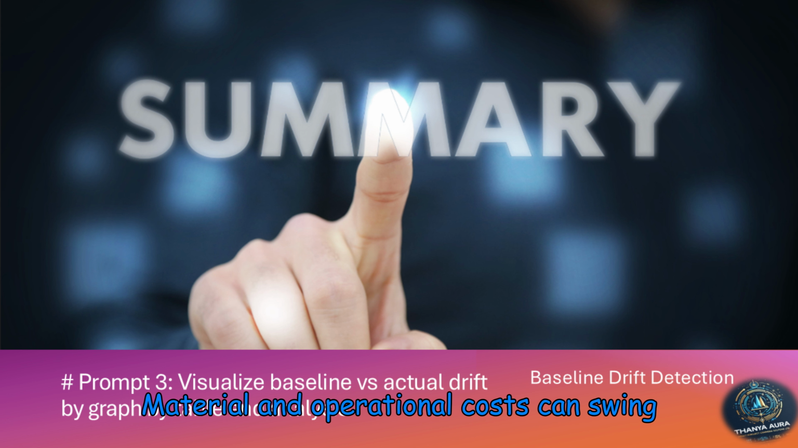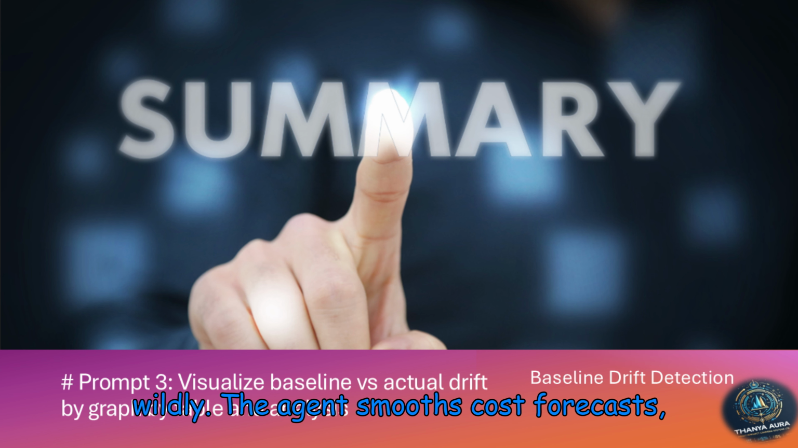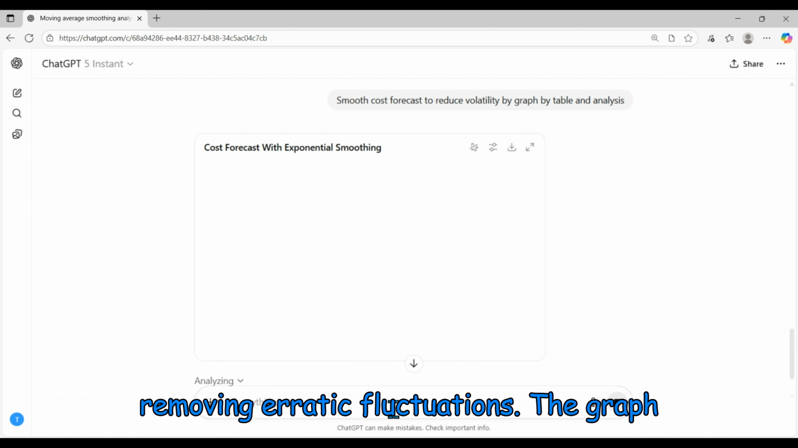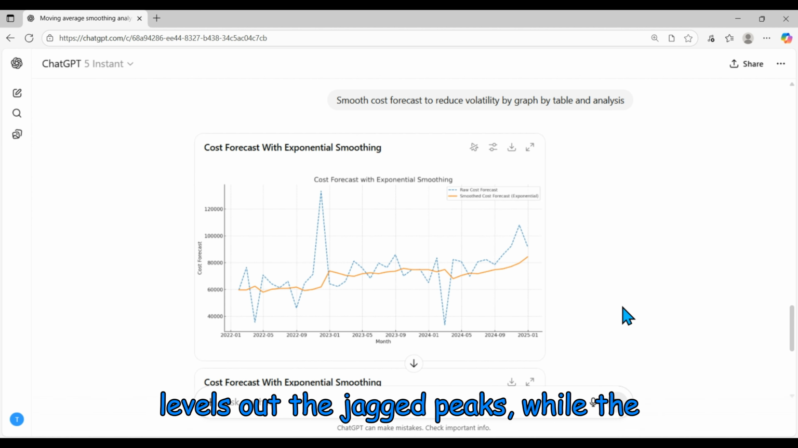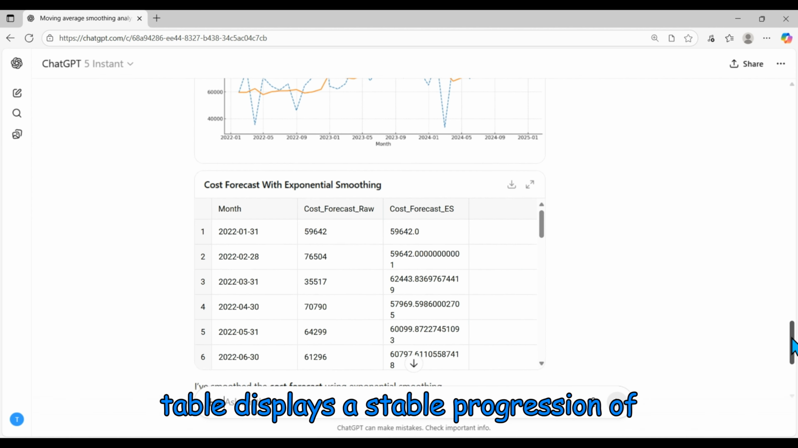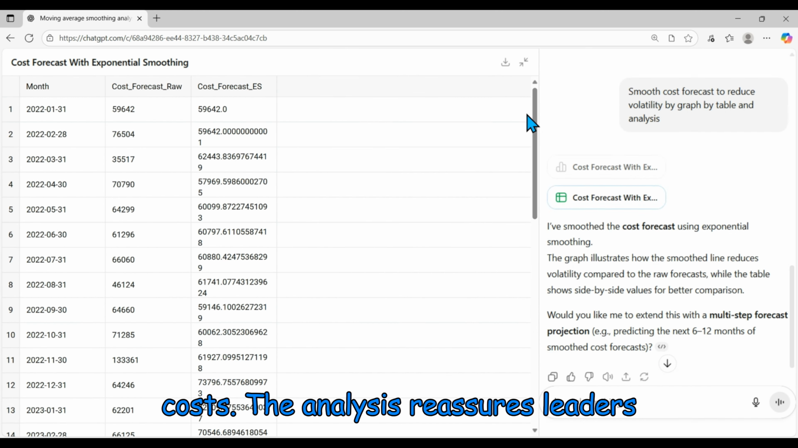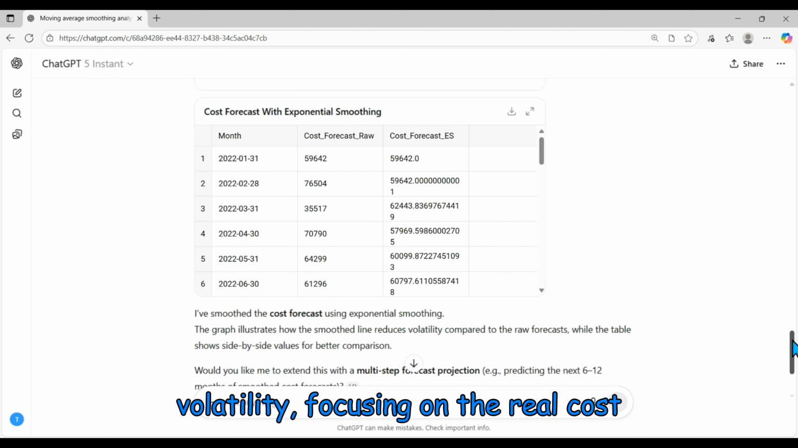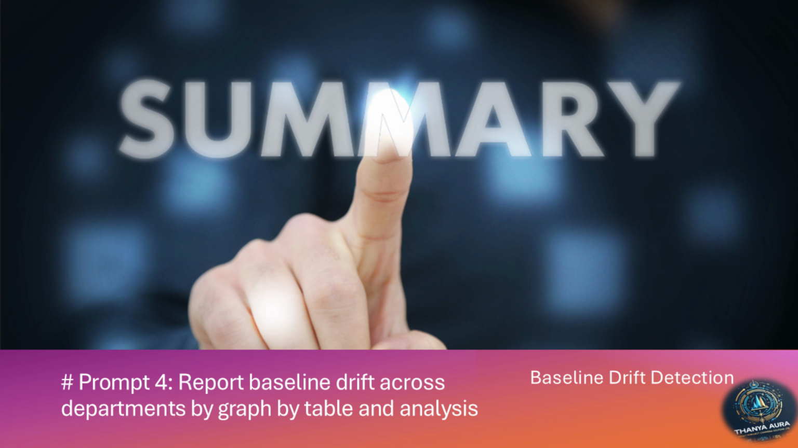Material and operational costs can swing wildly. The agent smooths cost forecasts, removing erratic fluctuations. The graph levels out the jagged peaks, while the table displays a stable progression of costs. The analysis reassures leaders that they can now budget with reduced volatility, focusing on the real cost trend.